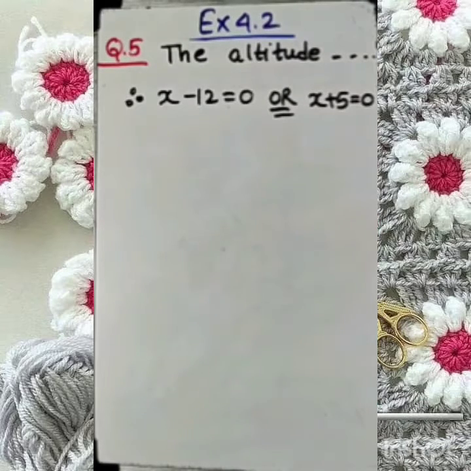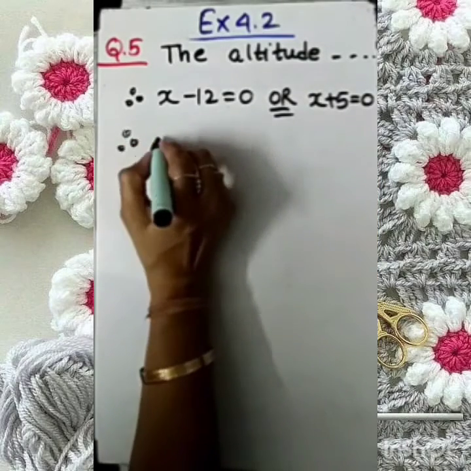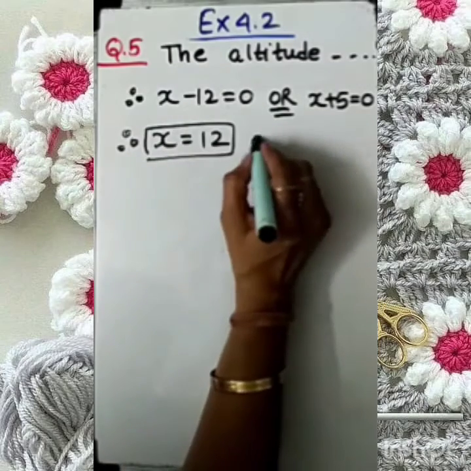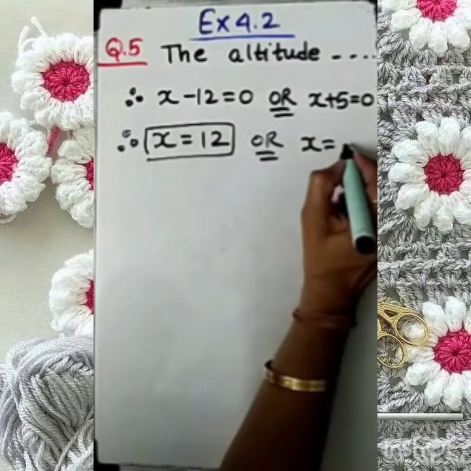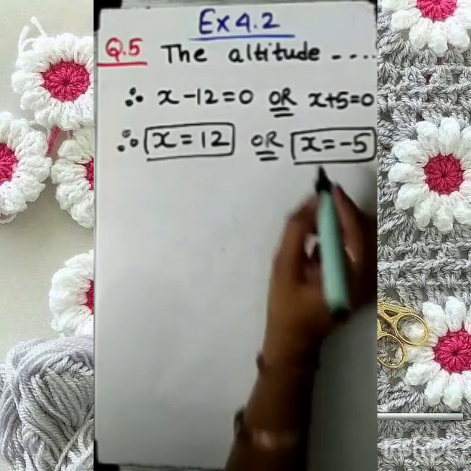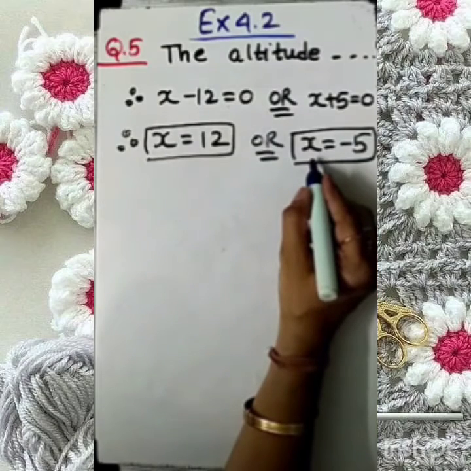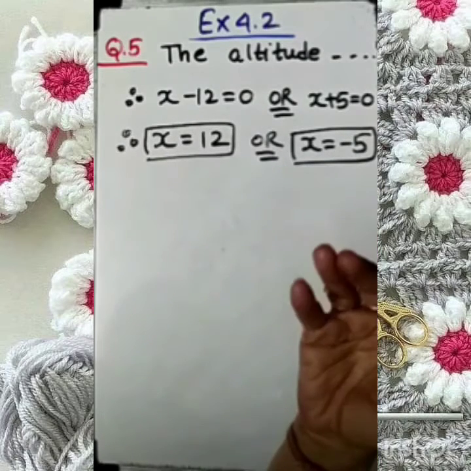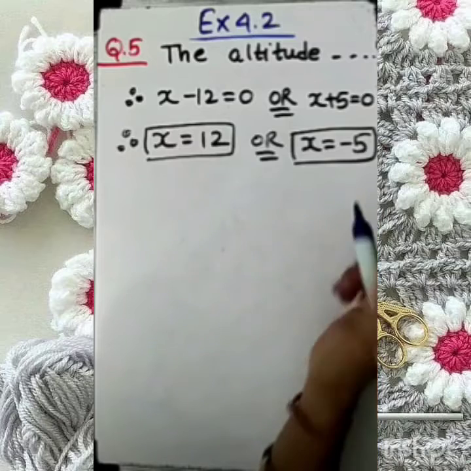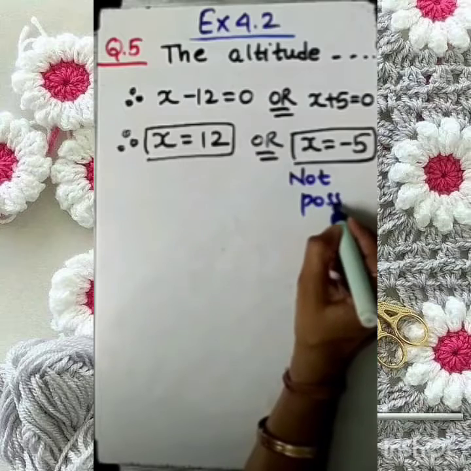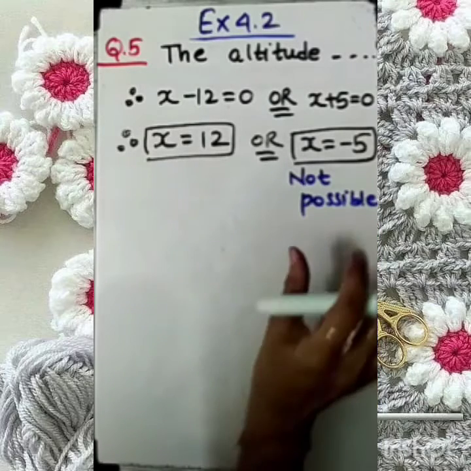So dear student, x minus 12 equal to 0 and x plus 5 equal to 0. Therefore x equal to, this minus 12 will move to that side, plus 12. And what about this x? X will be minus 5. Now dear student, there isn't any possibility for this option. The reason behind that is because x we have considered as a base. Base is a side of a triangle, so it can't be negative. So we need to mention not possible here. Okay, for a negative number, it's not possible.